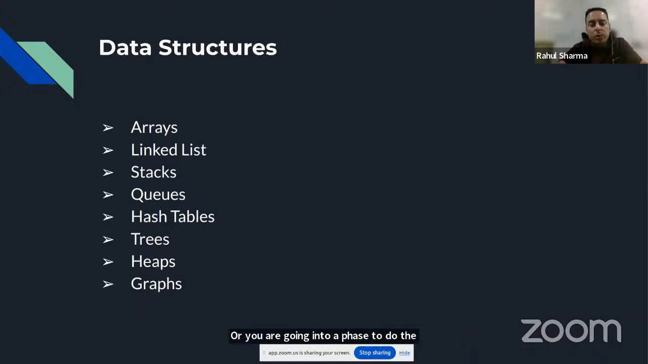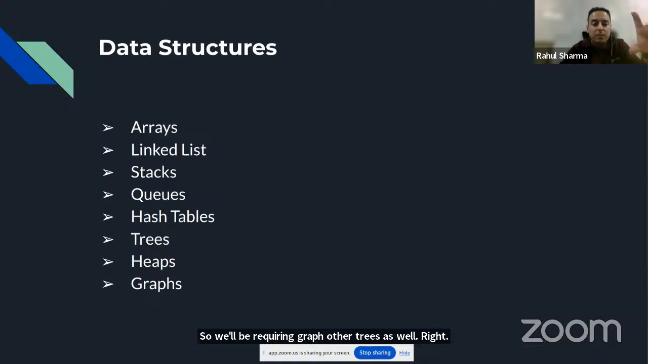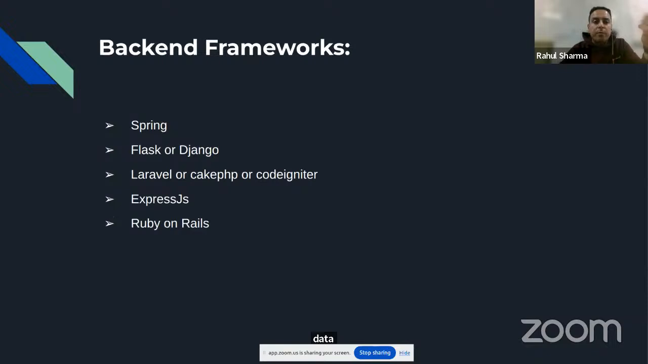You can explore each of these, because they are at least required to write code. Arrays, linked lists, queues, stacks, and trees are the most used, and heaps are also commonly used. But when you are building complex logic, or something like a connection system, with one connection and multiple connections, we will require graphs or trees as well, right? So you can explore these types of data structures whenever you are jumping into the backend developer field, right?